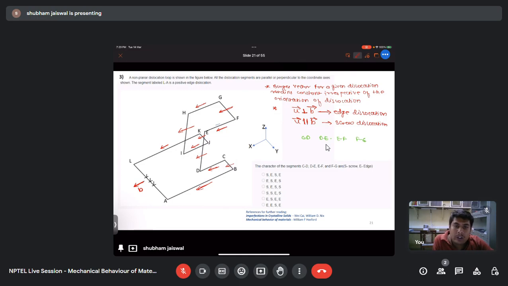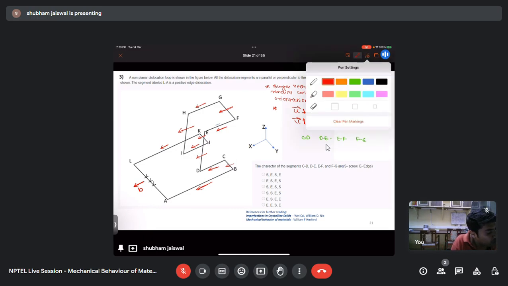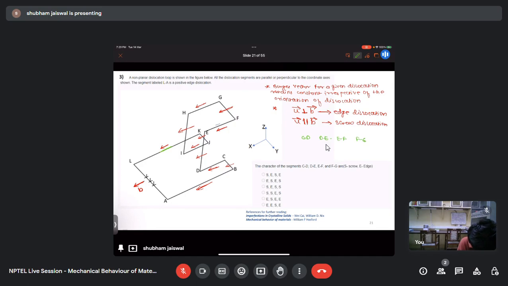So now we'll draw the line vector. I will use a green color. So this is the line vector. This is line vector, this is line vector. So the green ones are the line vectors. So I'll write here: red are Burgers vector, green are line vector.